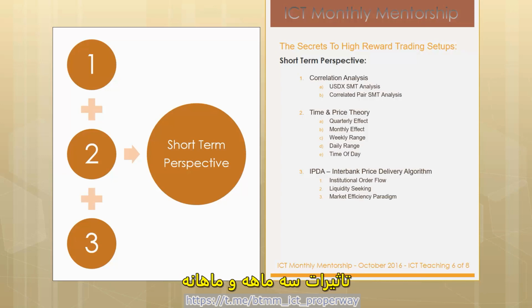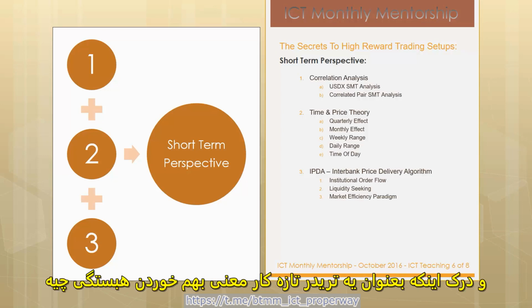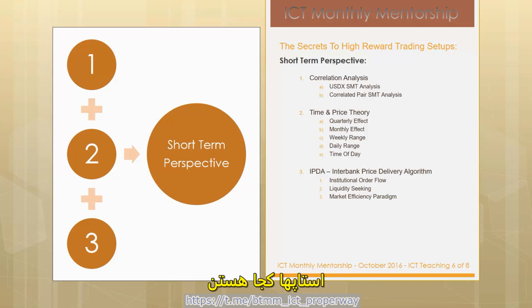You know, understanding what the quarterly effect is, what the monthly effect is, the weekly range, daily range, and time of day. Understanding what SMT divergence is and correlated SMT divergence. Understanding what that crack in correlation means for you as a trader. And then obviously understanding institutional order flow, where the stops are and why those stops would be necessarily up for grabs. Why would the market go there? That's what the market efficiency paradigm is.